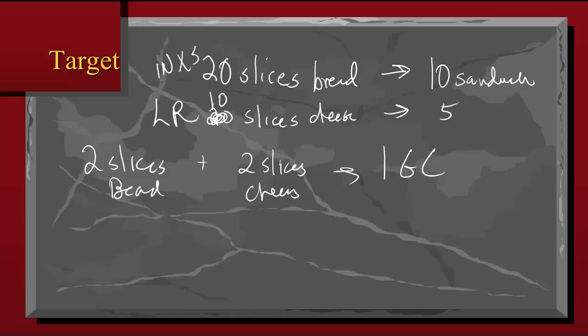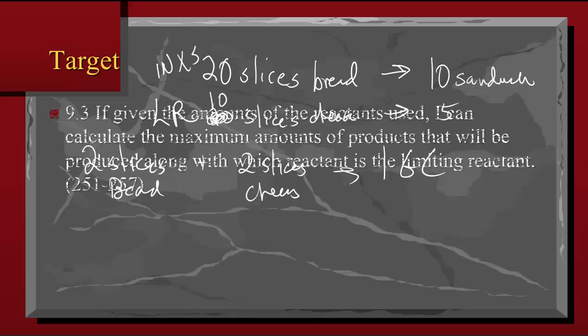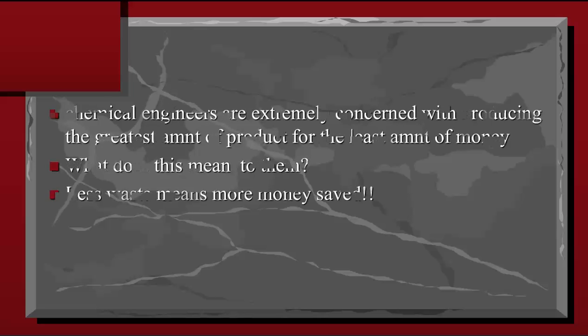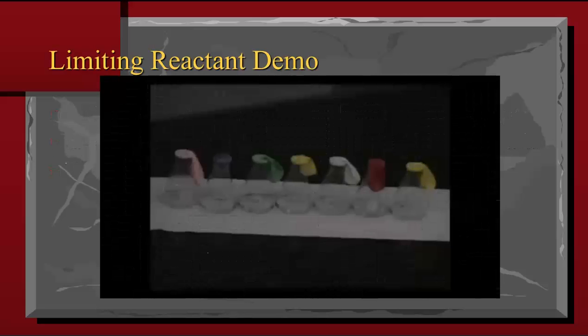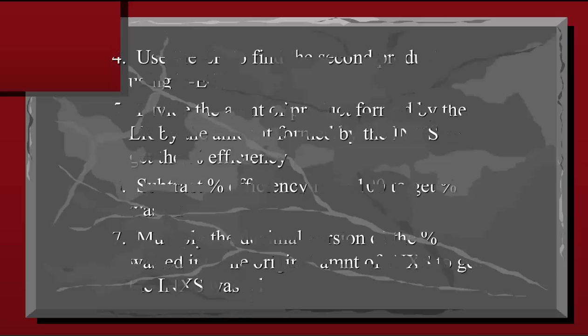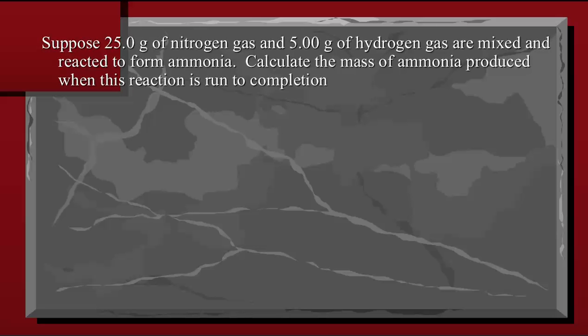Okay, these questions are not going to be very different from what we did on Friday. Okay. Here we go. Suppose 25 grams of nitrogen gas. Calculate the mass of ammonia. That's what we did on Friday. What makes this one different? We only had 25 grams of nitrogen.